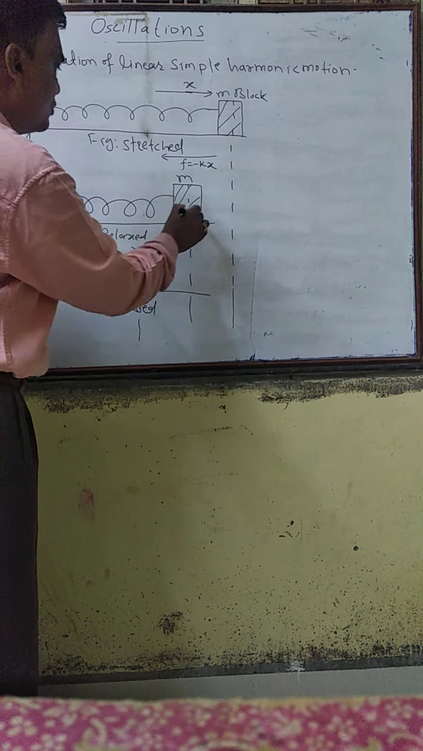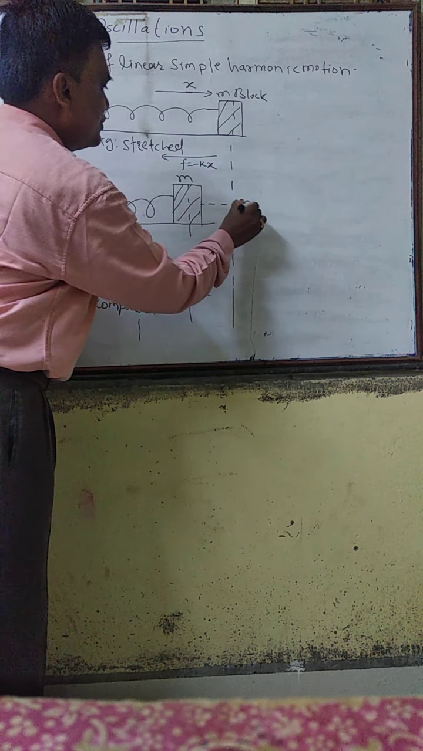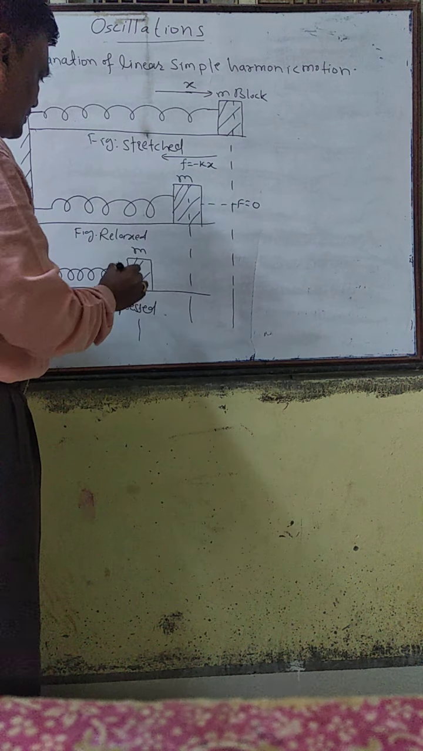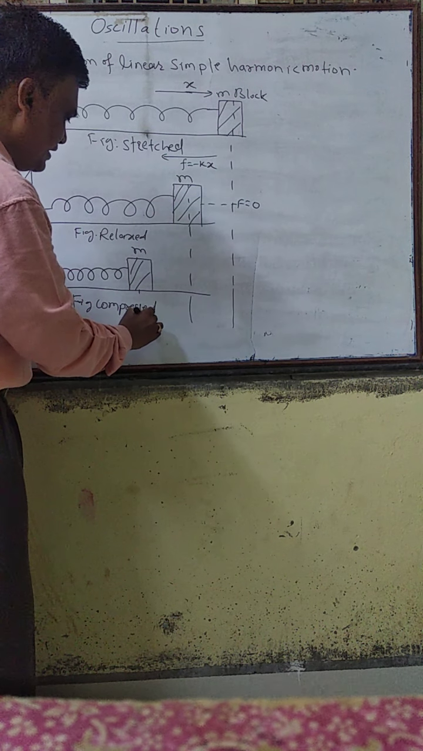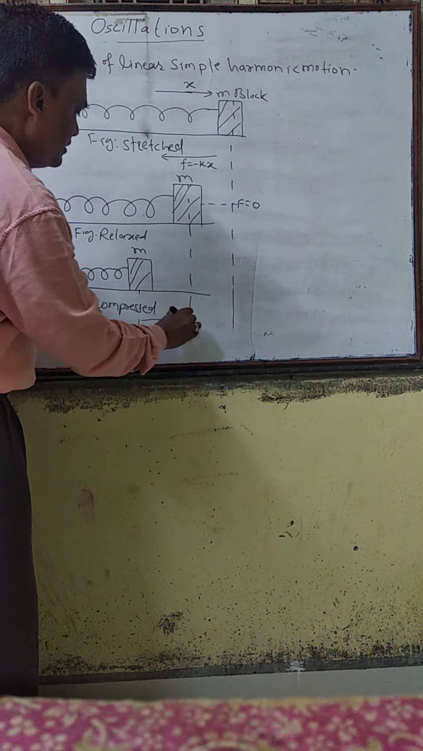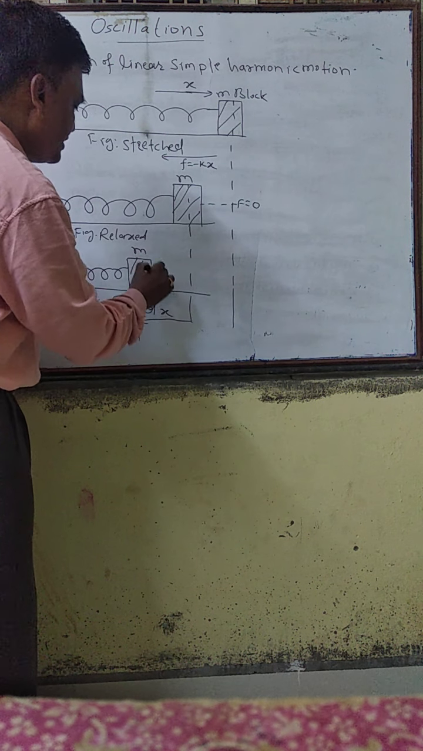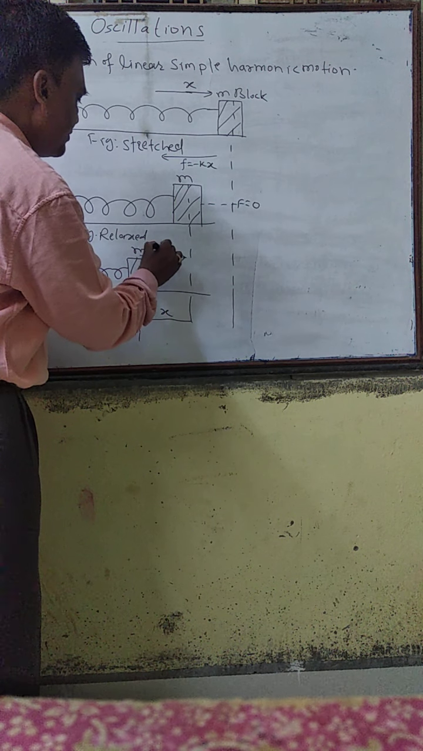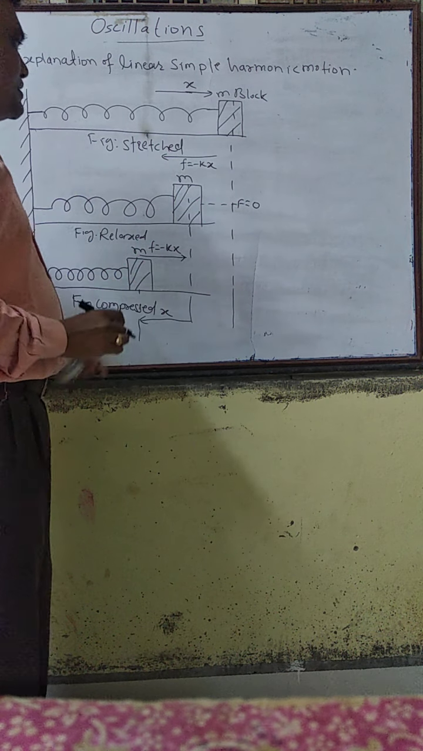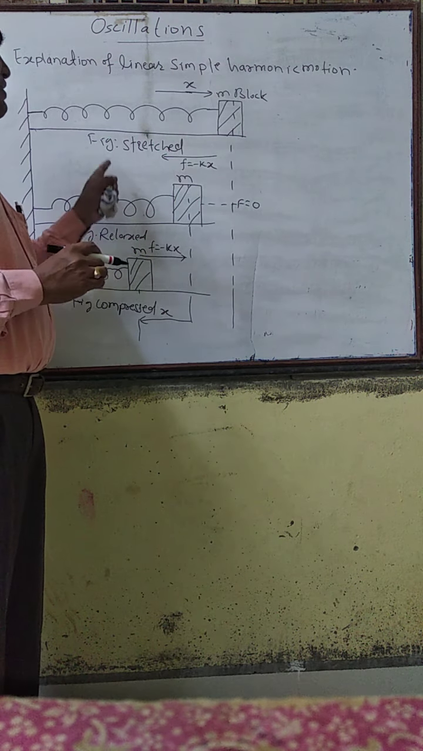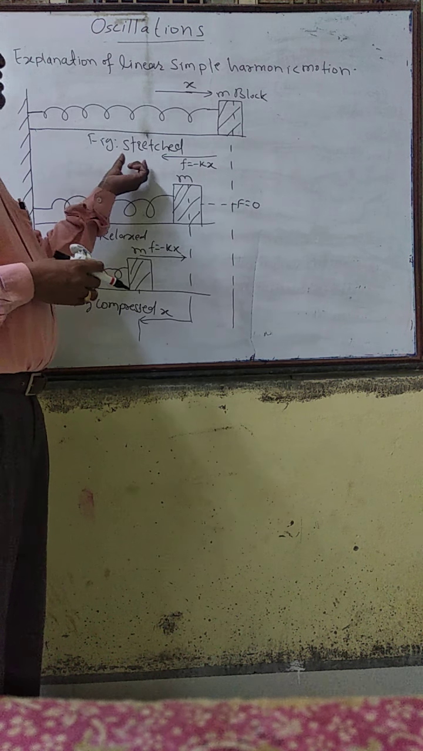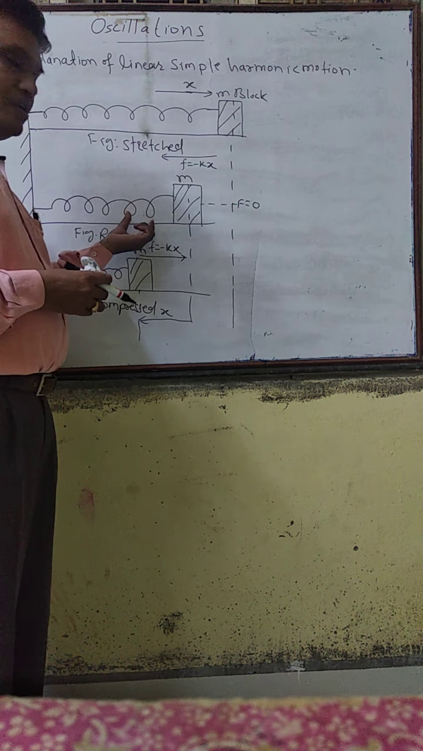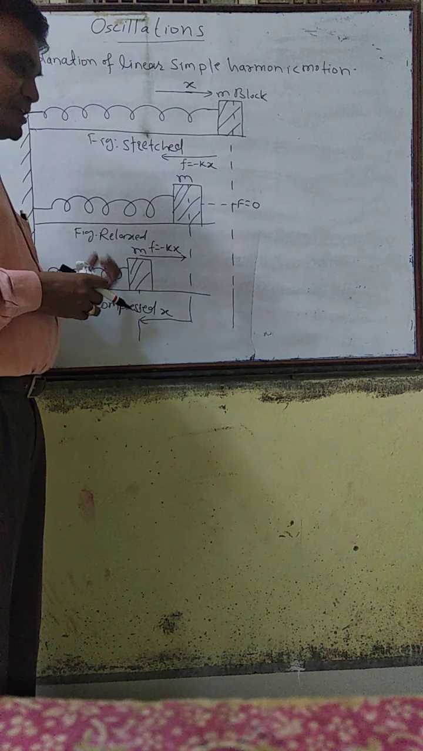Now this is the relaxed position. At this position F equals 0. And here again, this is the direction of displacement, while this is the direction of force, F equals minus kx. Here are the three figures: this is the stressed position, this is the relaxed position, and this is the compressed position.